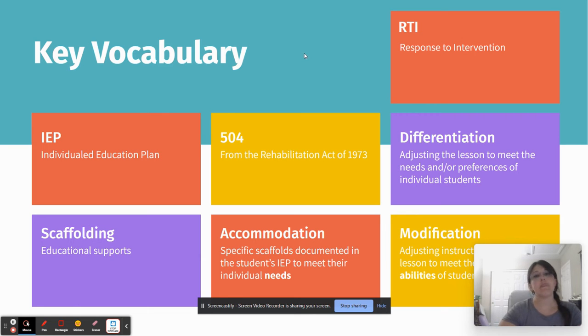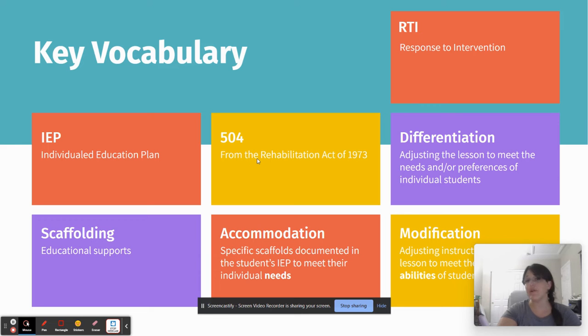So I'll go through some of these a little bit more in depth, but essentially an IEP stands for an individualized education plan. A 504 is a plan that originates from the Rehabilitation Act of 1973, and it's referring to Section 504.